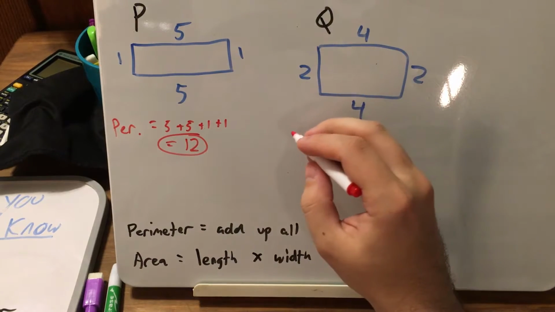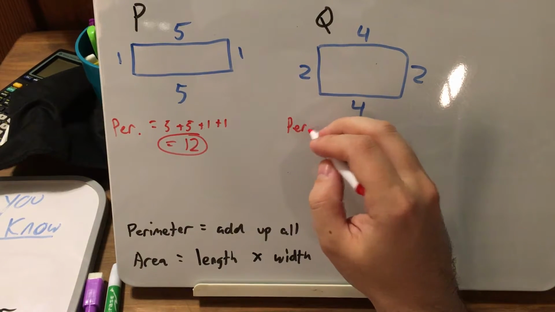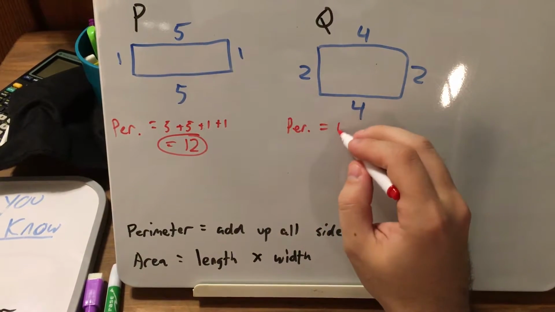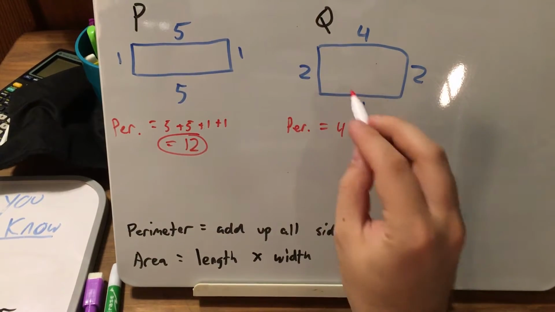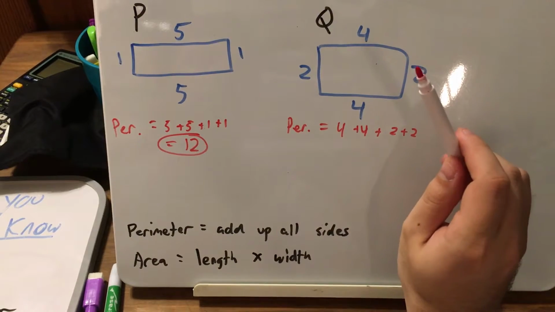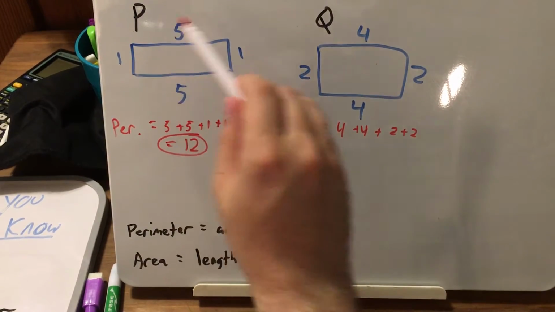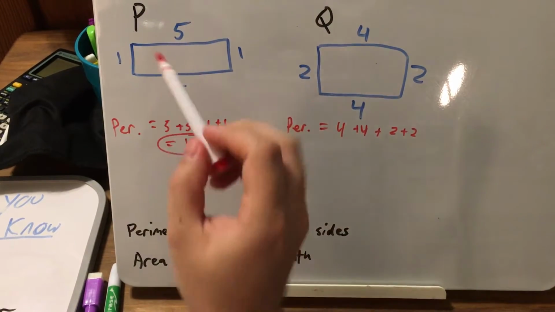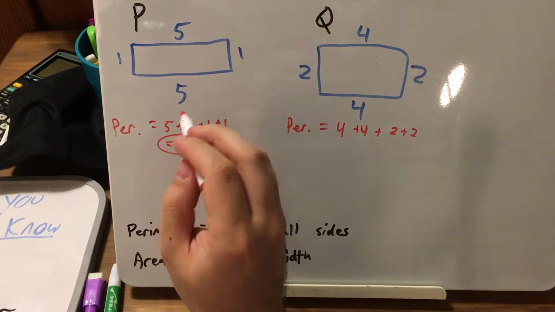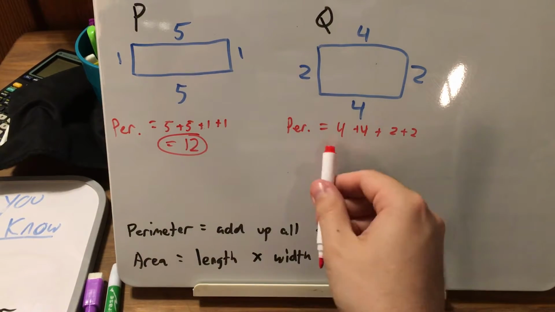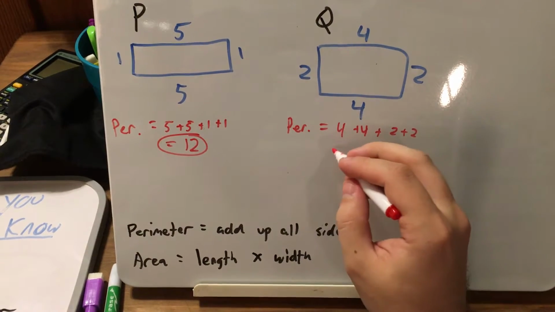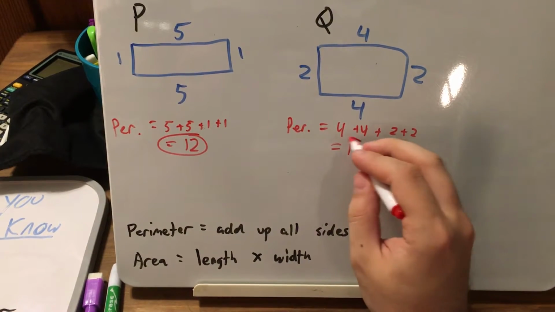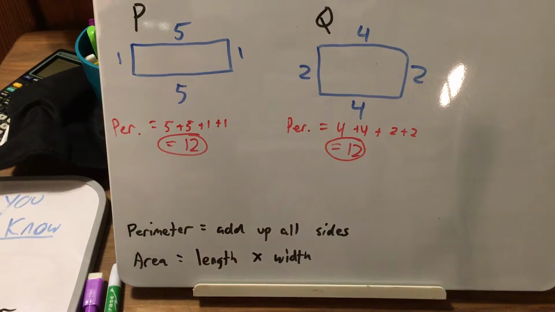If I come over here and do the same thing for rectangle Q, my perimeter is going to be 4 plus 4 plus 2 plus 2. And again, I didn't write the numbers in order as I went around, but I wanted to put the same numbers together because I think it's a little easier to add them up that way. Anyway, 4 plus 4 is 8, 2 plus 2 is 4, 8 plus 4 is going to give us 12 again.